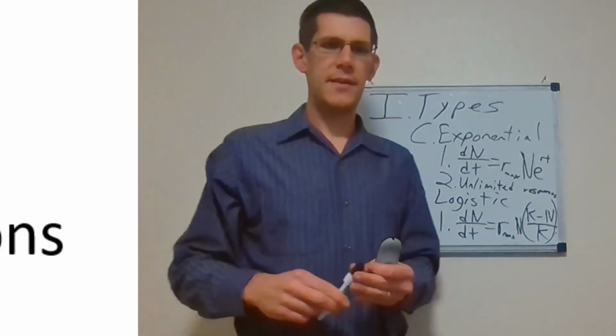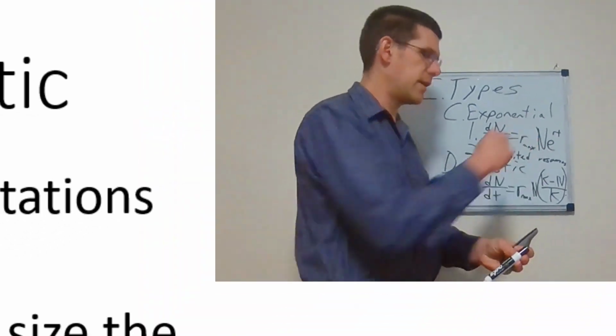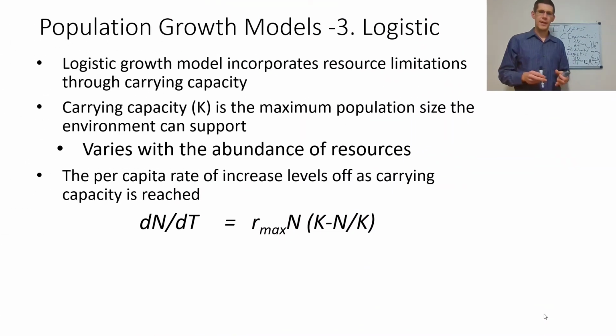So R max N is the same thing as up here, R max N, but we're multiplying it by (K minus N) over K. So let's say N is close to 0. Well, then (K minus N) over K is going to be very, very small. Essentially, K minus N is going to be close to K. And K over K is 1, in which case dN/dt is basically equal to R max N times 1.